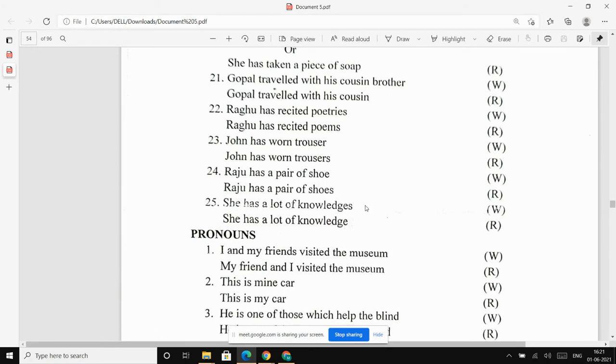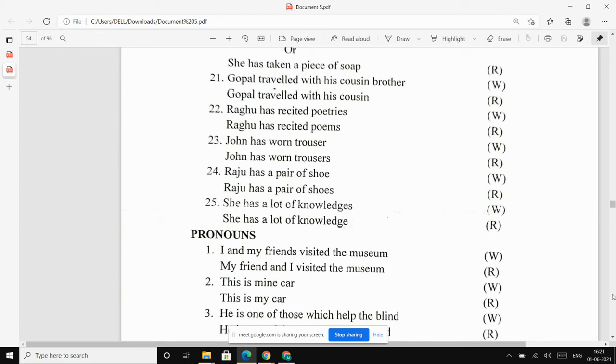Spectacles, scissors, like that. She has a lot of knowledges. So we never use the word like this, knowledges. She has a lot of knowledge is the right word. Okay, so if you observe the above sentences, the correction lies only in the noun part. The remaining part of the sentence is correct, that you have to identify in the given sentence. Okay, whether in the sentence on which part of the word there is a correction, you have to identify.